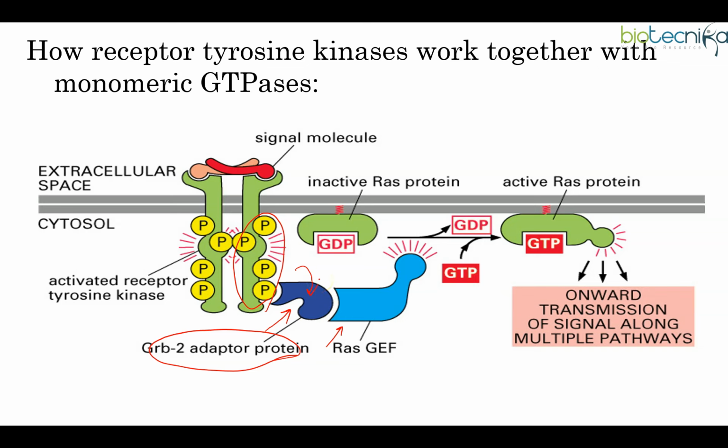Adapter here is the same word that we use in technical items, right? How we adapt, we connect one thing to another. Like that, here the adapter is connecting one molecule to another. This other molecule is Ras-GEF, which is initially inactive, but upon binding with the GRB adapter protein, it is activated, and that is when it will act as a GEF and activate the Ras protein, and further there will be some transmission along multiple pathways.